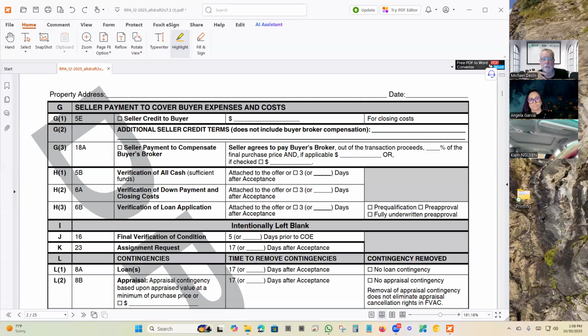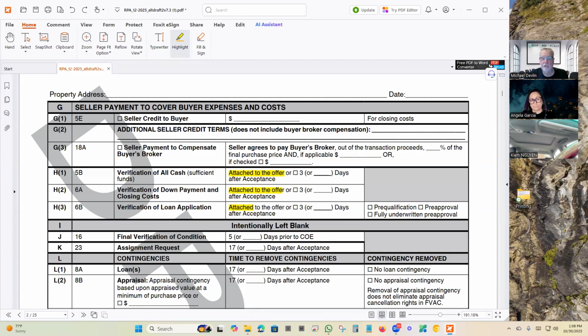Verification of all cash. Notice it says attached to offer. Let me see if I can, yeah, attached to offer. That's the default, attached to the offer. That's, oops, way too much. But I'll get better at this. Attached to the offer, that's the default. So if you don't check any of those boxes, you better have it attached to the offer.